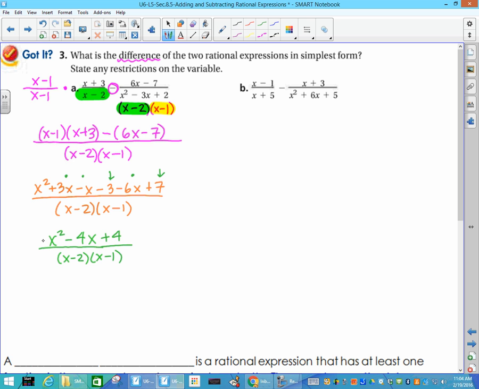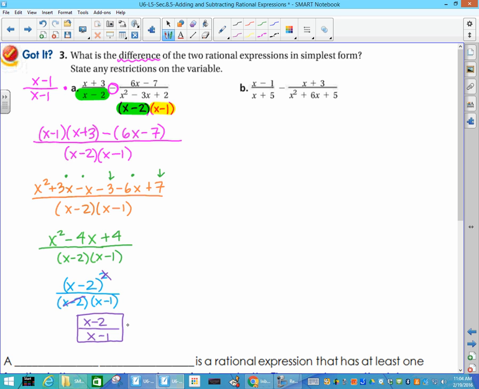So does this thing factor? It does. I'm so glad you noticed. That is x minus 2 quantity squared. And that, of course, is still over x minus 2 times x minus 1. And I have 2 on top and 1 on bottom. And so my final answer is going to be x minus 2 over x minus 1.